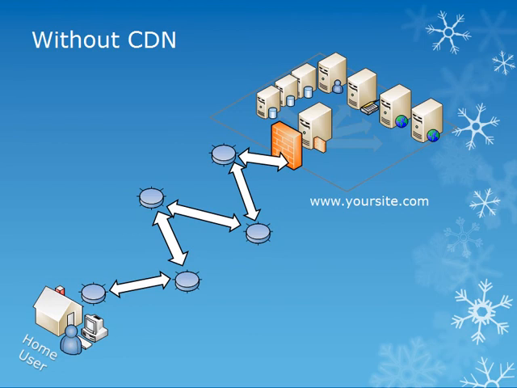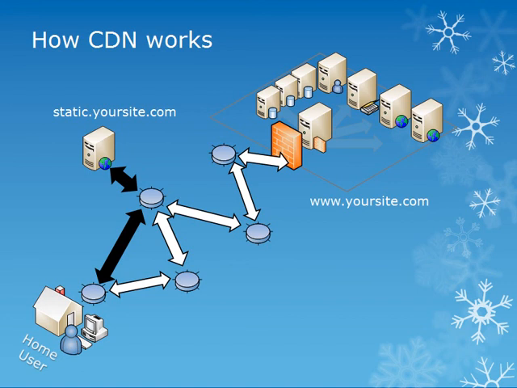So let's think of a user. The user starts browsing, his router connects to the ISP router, and then another router, going through the internet backbone all the way to the data center. Then it hits the data center firewall, and then the firewall connects to your web server, and then eventually the response comes back all the way to your home user. So when you have a CDN, this is what happens.